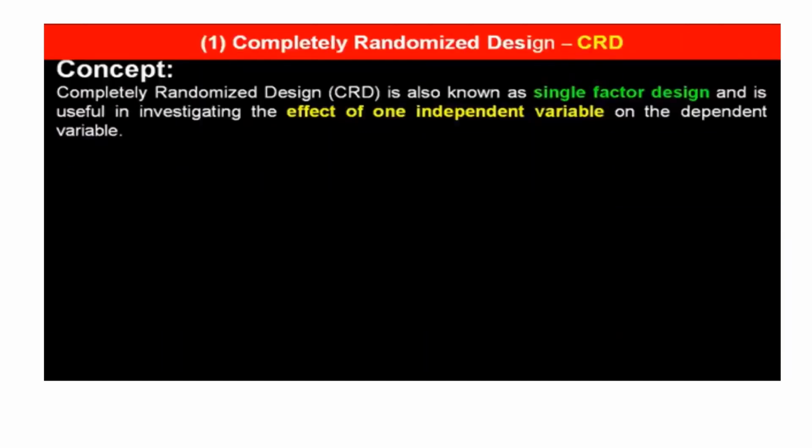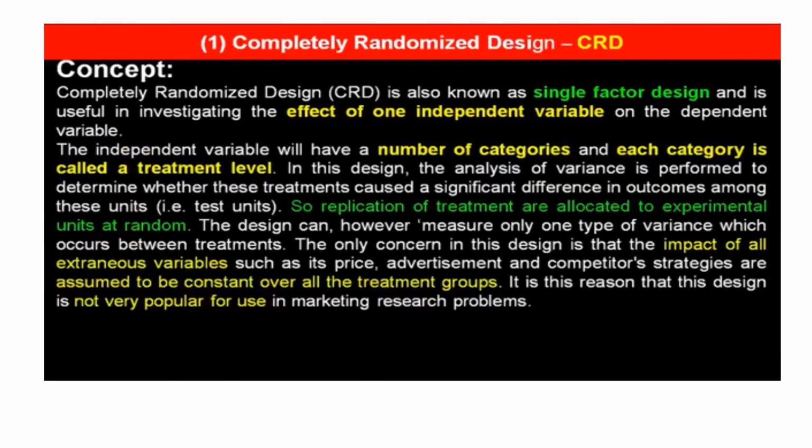The first type is completely randomized design. Completely randomized design is also known as the single factor design and is useful in investigating the effect of one independent variable on the dependent variable. The independent variable will have a number of categories and each category is called a treatment level. In this design, the analysis of variance is performed to determine whether these treatments posed a significant difference in the outcomes among these units, that is the test units. So, a replication of treatments are allocated to experimental units at random.